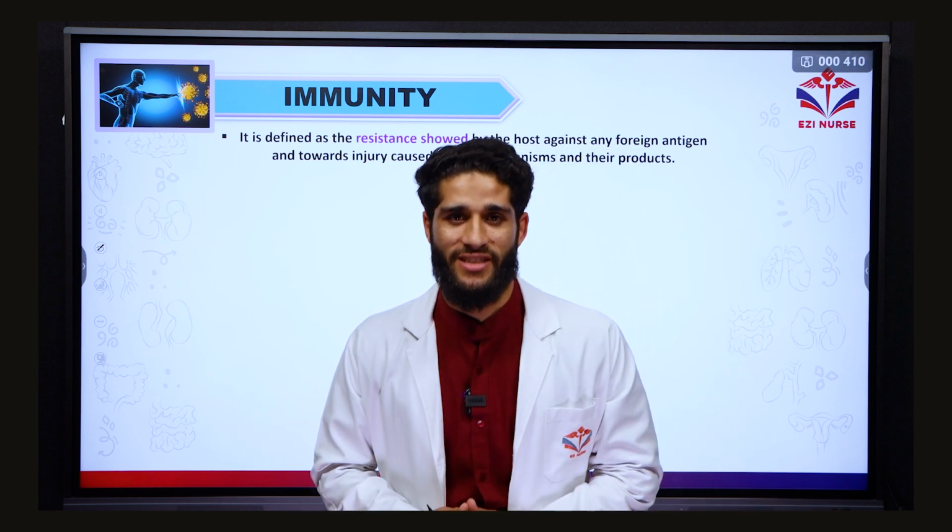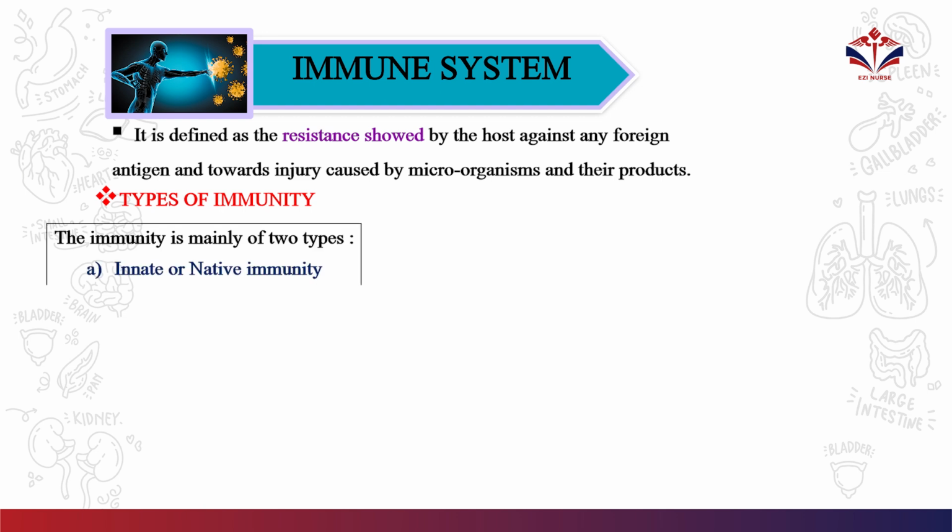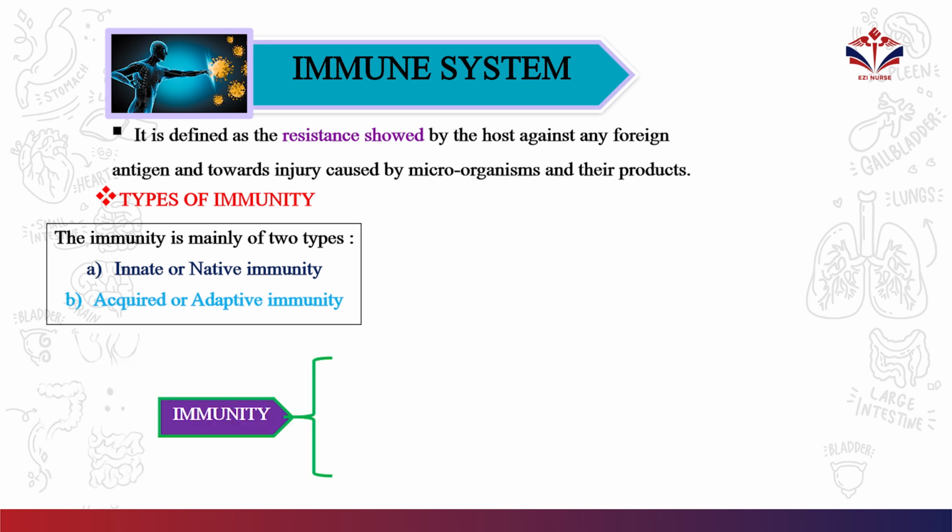So there are basically two types of immunity. The one is the innate immunity, which is also called the native immunity, and the second one is the acquired or the adaptive immunity. This is further classified into different types. We said that there is adaptive immunity and there is innate immunity. Now, the adaptive immunity will further be classified into different groups.